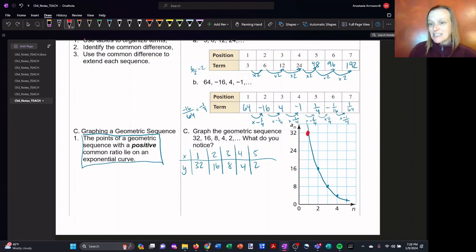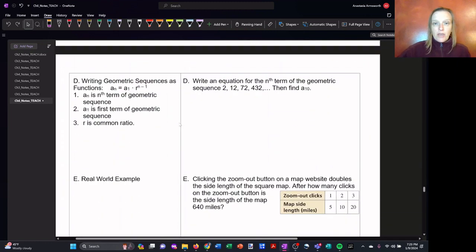However, a sequence is a discrete function. We don't usually draw the curve between the points because it's a discrete function. The sequence is only 32, 16, 8, 4, and 2. We don't hit all the values in between 32 and 16. So we shouldn't really draw the curve, but I've drawn it here just so that you can see that the points do lie on that exponential curve. Let's look at the next problem.